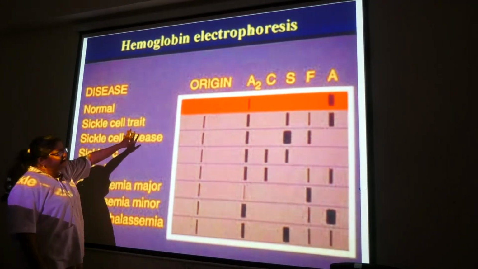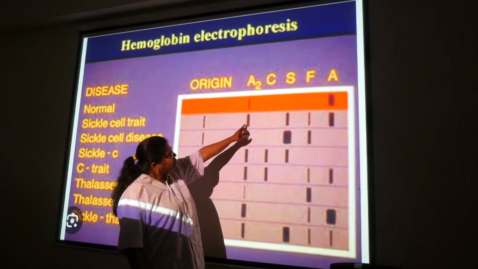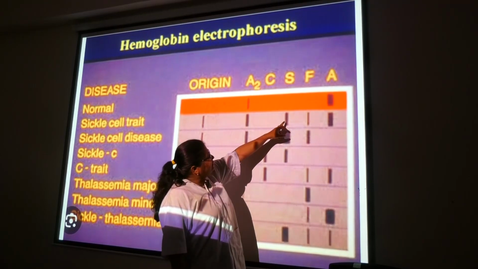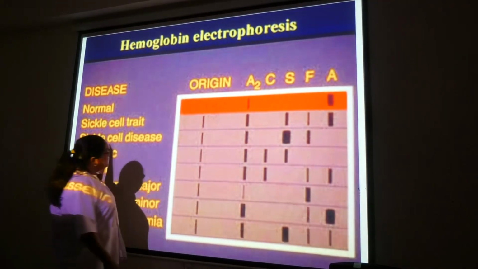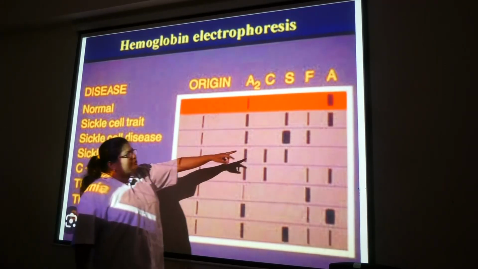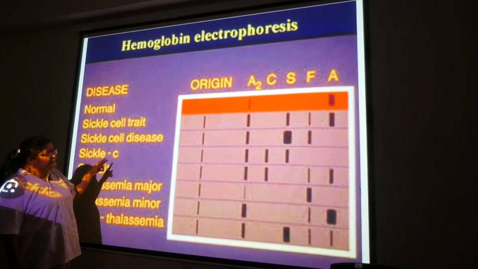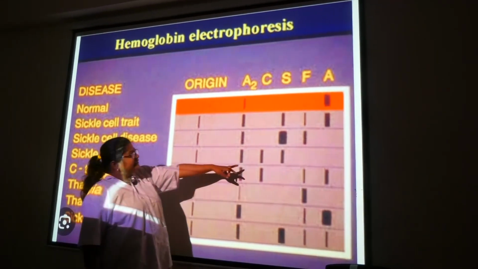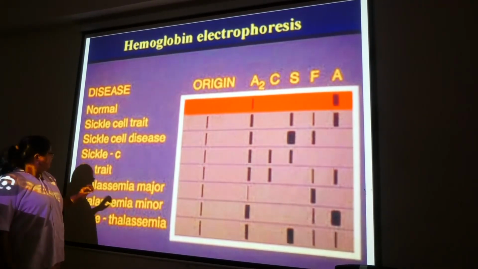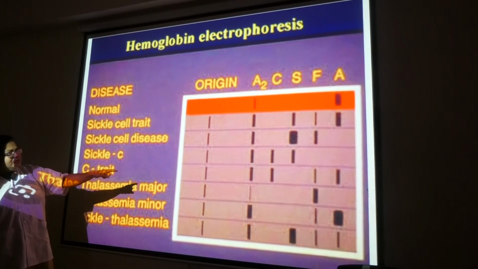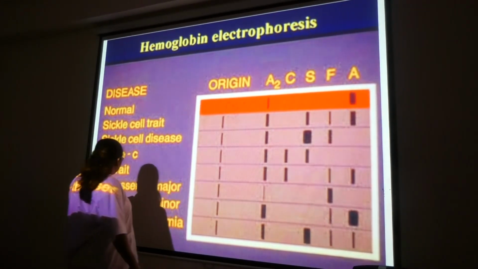In the case of sickle cell trait, there will be an HbA2 band, S band, F band and A band. In the case of sickle cell disease, the S band will be more prominent. In the case of sickle C, there will be a C band, one S band and one A2 band. In the case of C trait, there will be all types except the S band.